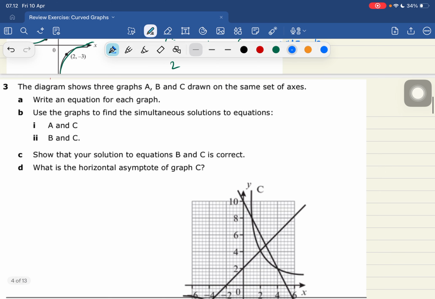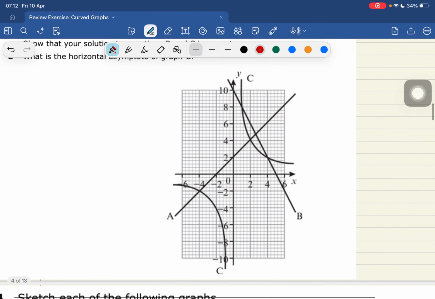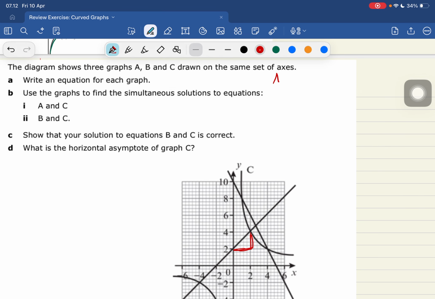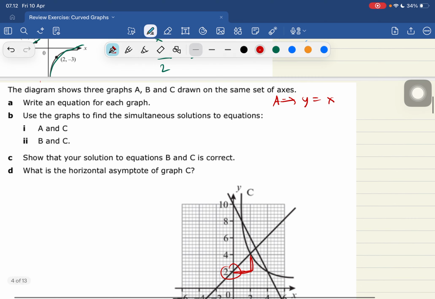Okay, 3. The diagram shows 3 graphs, A, B, and C, drawn on the same axis. Write the equation of each graph. Okay, we need to draw it. So let's start with A, the straight line. For A here, the gradient is 1. So A, y equal to x, because the gradient is 1, and its y-intercept is 2. So x plus 2.